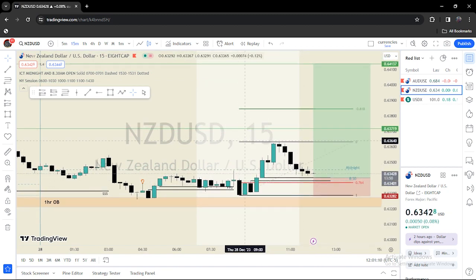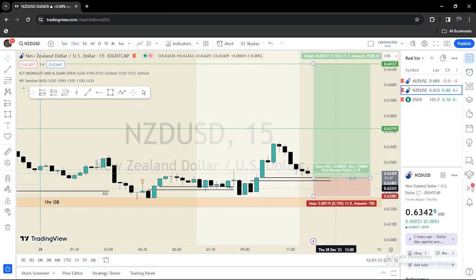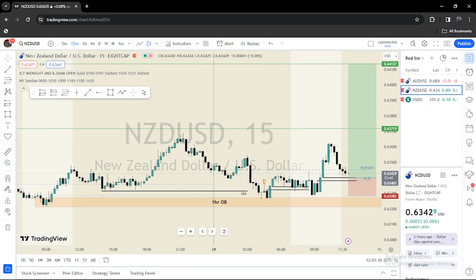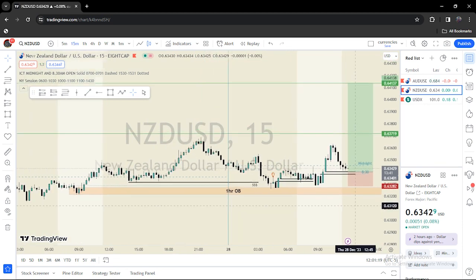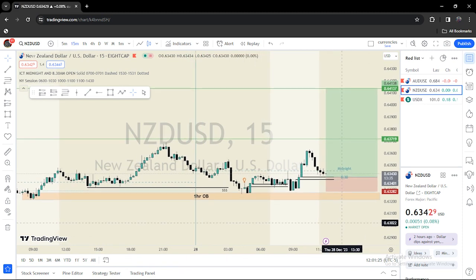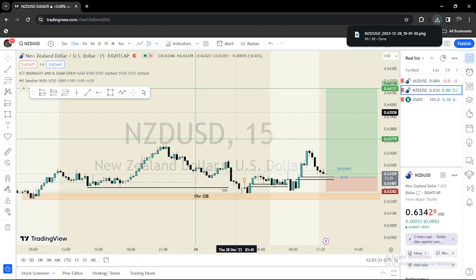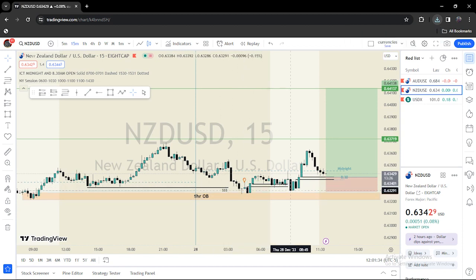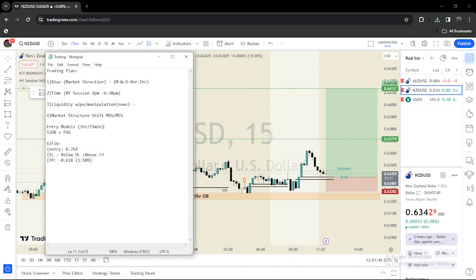Let me just delete my Fibonacci. So this is the setup that I'm waiting for today. I'm just going to screenshot this, then I'll show you the outcome. Liquidity was taken here, liquidity was taken again here, because I was part of the liquidity. I was also taken out, so the liquidity here was taken. There's a fair value gap, there's an order block, so I'm expecting it's a high probability setup. My checklist has been checked out here, so I think I'm done.